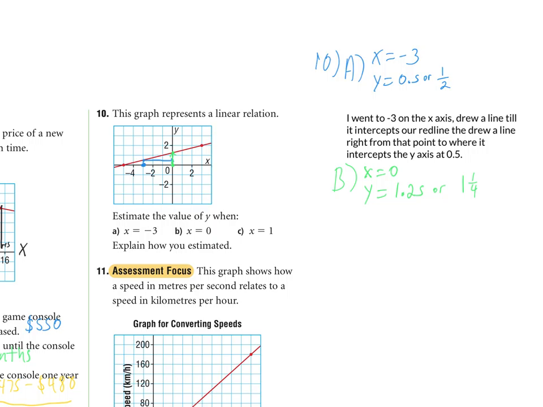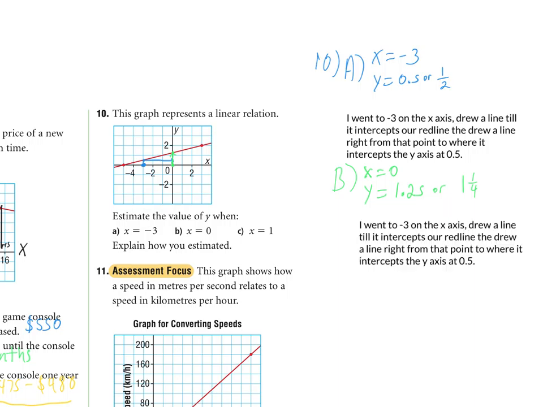And then again, I can just paste this in here. And now I can take out negative 3, put 0 in there, and then take out 0.5 and put in 1.25. And it's the same.